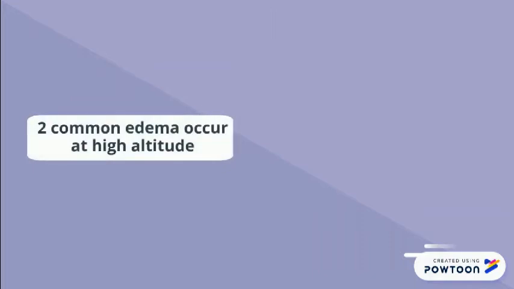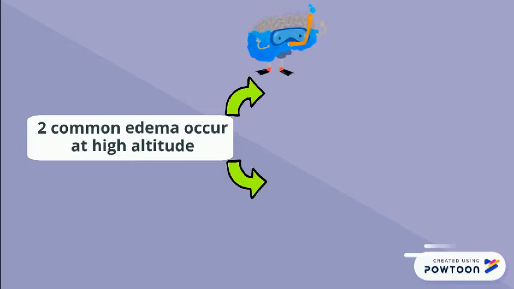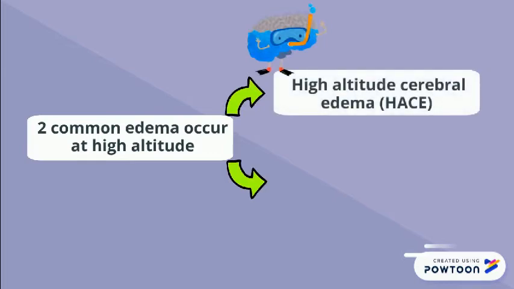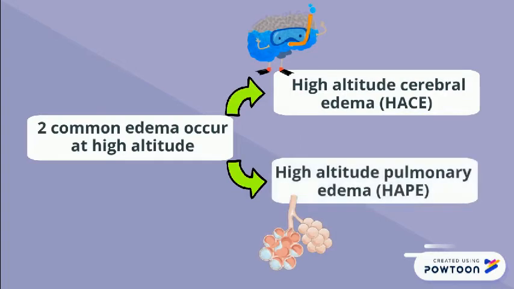There are two common edema occur at high altitude. One is edema around the brain, which is called high altitude cerebral edema, and the other one is edema in pleural cavity, which is called as high altitude pulmonary edema.